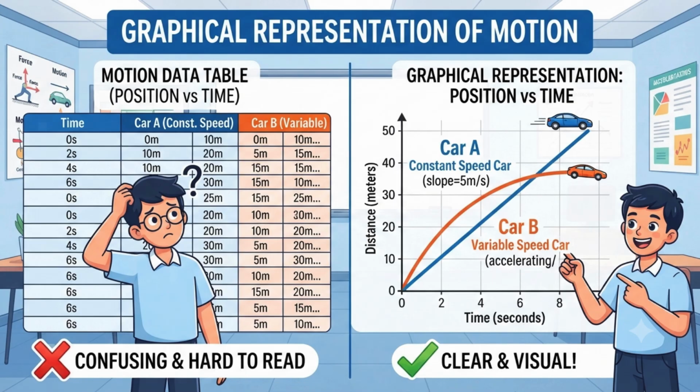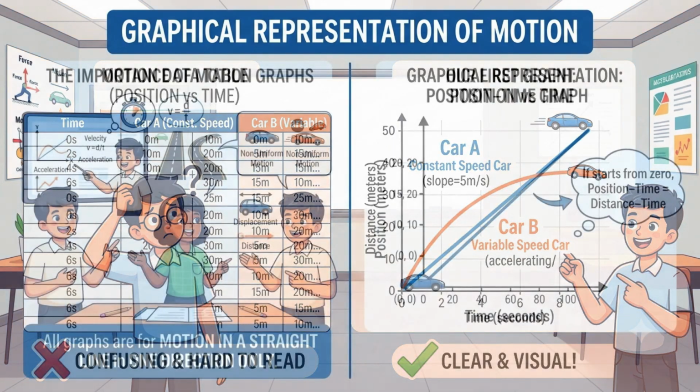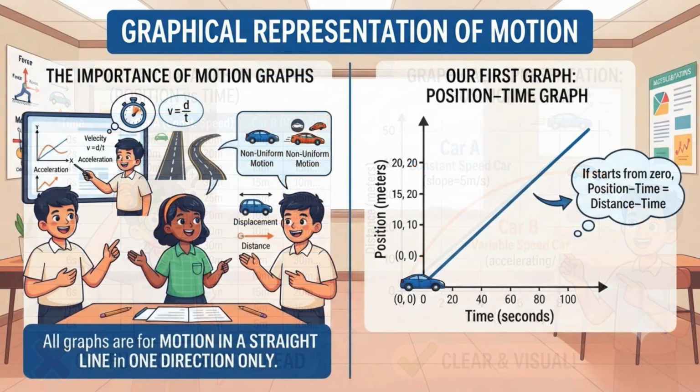They help us understand how the position, velocity, or acceleration of an object changes with time in a clear and visual way. With the help of graphs, we can easily compare the motion of different objects, identify whether the motion is uniform or non-uniform, and even calculate important physical quantities like velocity, acceleration, and displacement. In this chapter, we'll learn how to draw and interpret graphs that show the relationship between position and time and velocity and time. Before we begin, here's one important point to remember.